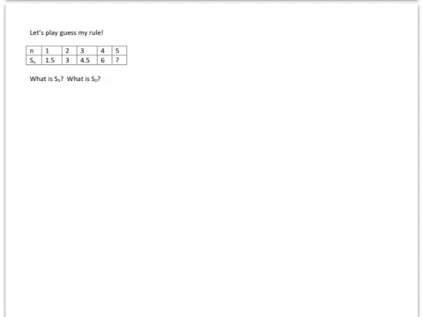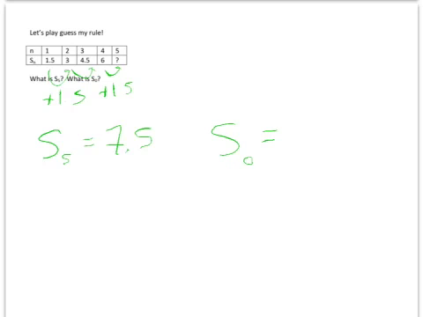Okay, so hopefully you've had a few minutes to think about this, and you have seen that the pattern to get from one number in the sequence to the next is to add 1.5. To get from 3 to 4.5, you add 1.5. So to get from 6 to the next number, we should add 1.5, so that would be 7.5. So S5 is 7.5. And to work backwards in the list, we should subtract 1.5. So S0 would be 1.5 minus 1.5, which is 0.